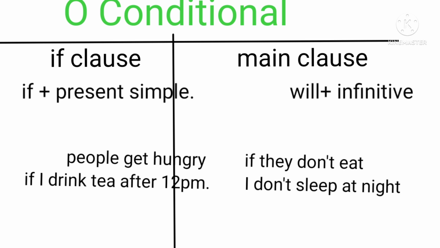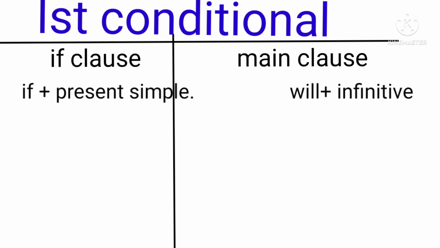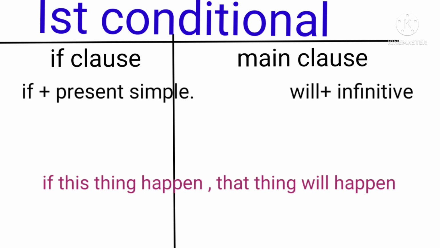Okay, let's move on to the first conditional. First conditional: if plus present simple, will plus infinitive. The first conditional has the present simple after if and then the future in the main clause. If these things happen, that thing will happen.